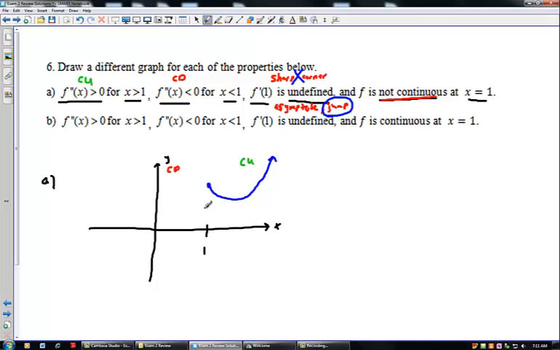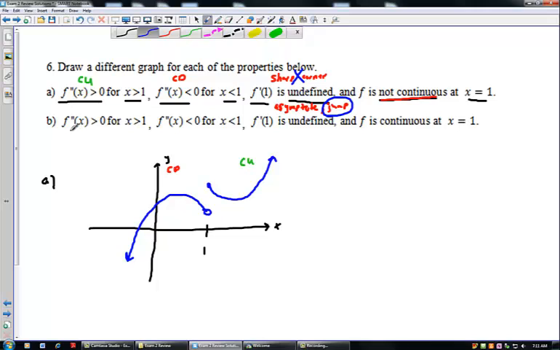Oh, who cares? I don't know where it's going to be. Oh, let's put it down here. So there's an open hole here, and I certainly can make it concave down on this side, like that. Perfect. So that satisfies the conditions. I'm concave up over here. I'm concave down over there. F prime of 1 is not defined because there's a jump here, so there's no derivative, and it's not continuous there.